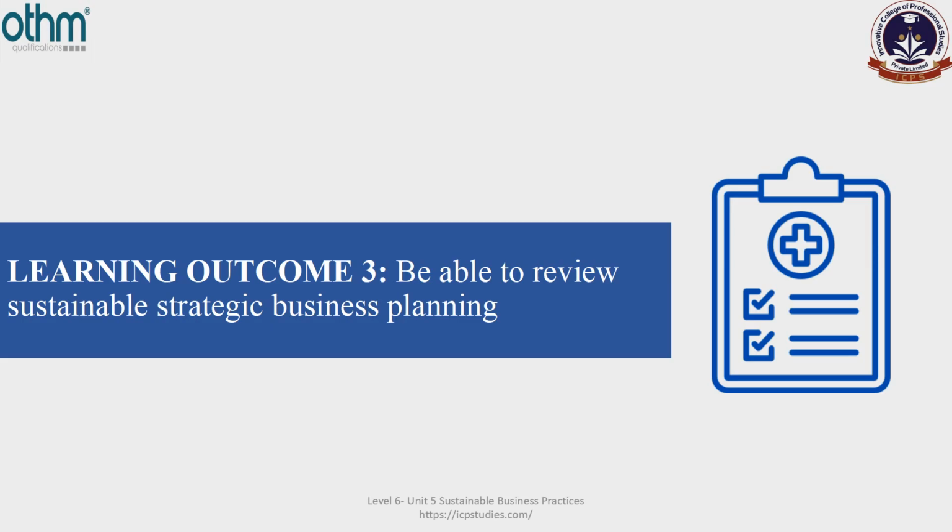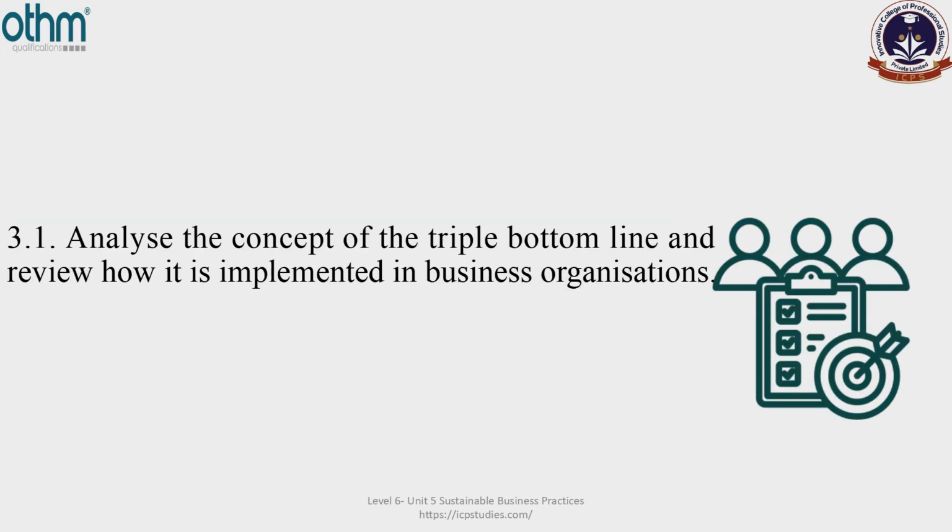Now we have learning outcome 3 in which we would be able to review sustainable strategic business planning. We have the first assessment criterion which we analyze the concept of triple bottom line, and we will review how it is implemented in business organizations.